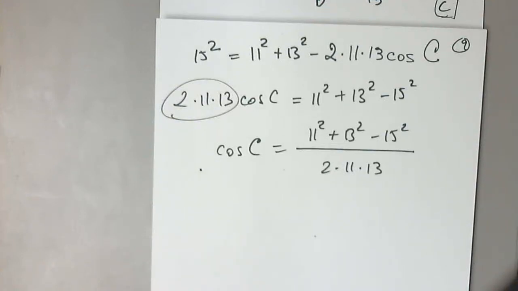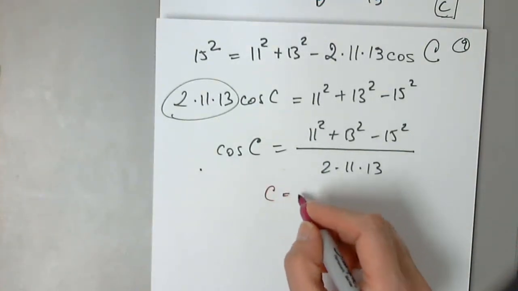Okay, so parentheses around the top, 11 squared plus 13 squared minus 15 squared. Close the parentheses, divide in parentheses, 22 times 13. Okay, I got 0.227272. Immediately I apply cosine inverse to it. Do not delete, do not truncate, just recall the previous answer. And it's approximately 76.86 degrees.